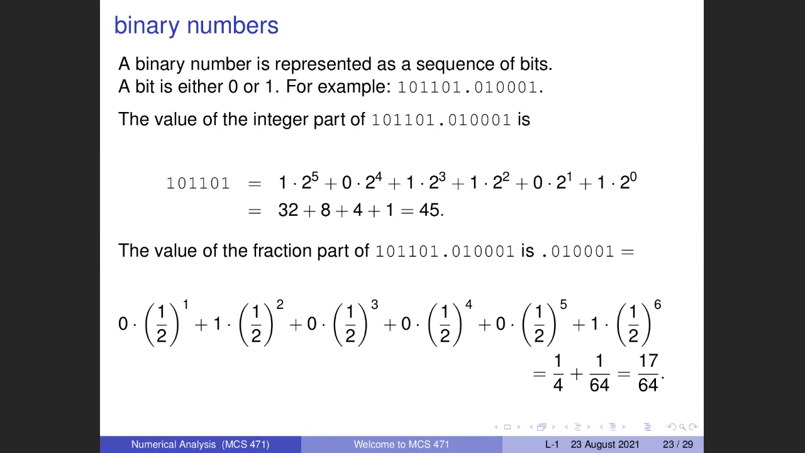So here you see it is important to know the convention. If you look at the dot that separates the fraction from the integer part, the dot is actually the center of the number, and the powers, either of 2 or 1/2, start to increase from that dot. So the example makes it clear how the powers are working. You go from the dot to the left with increasing powers of 2, and you move to the right from the dot with increasing powers of 1/2.